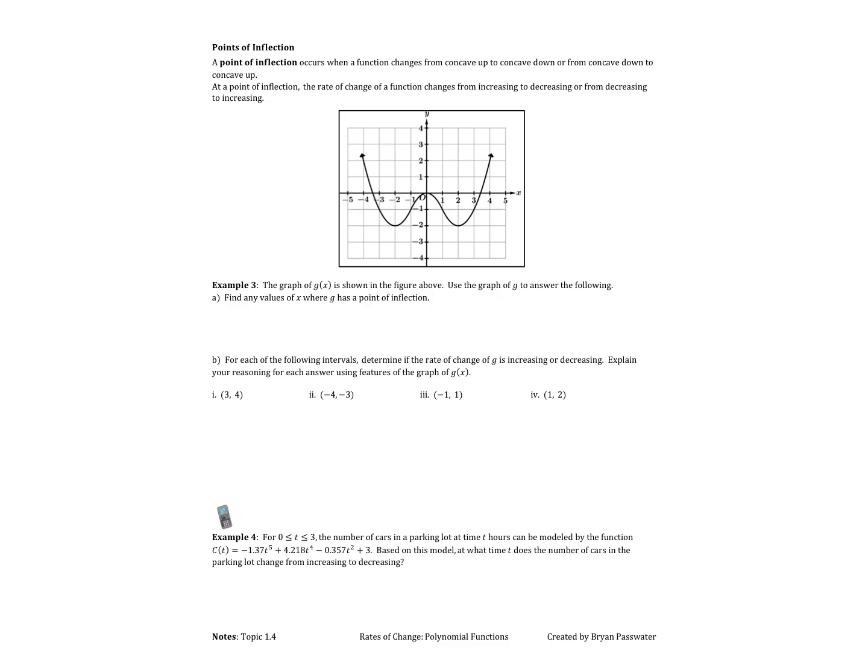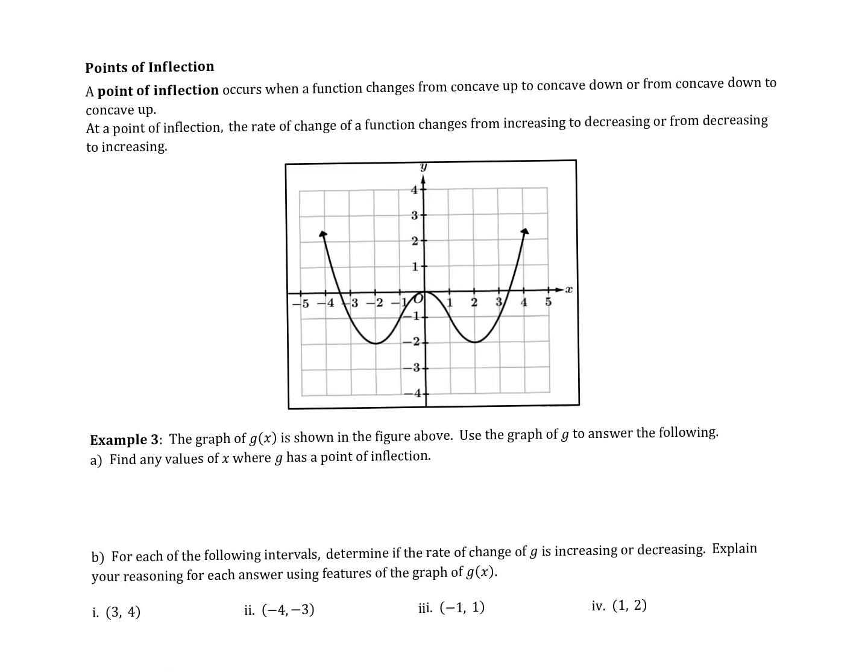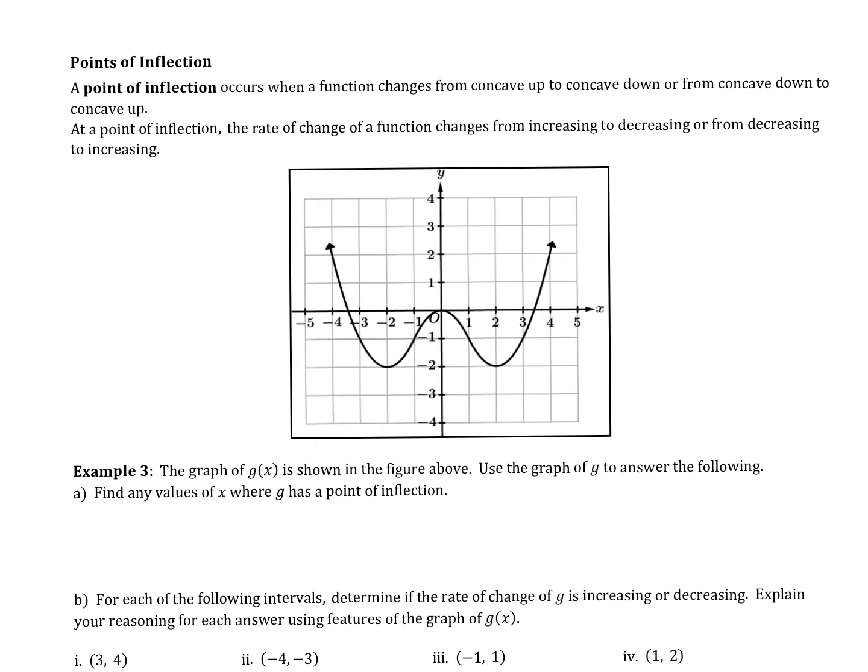All right, now let's put some words on what we've already done. So point of inflection. We kind of talked a little bit about points of inflection. All right. And so let's talk about points of inflection. Who read that last? Miranda, pick somebody. A point of inflection occurs when a function changes from concave up to concave down, or from concave down to concave up. Keep going. At a point of inflection, the rate of change of a function changes from increasing to decreasing, or from decreasing to increasing.